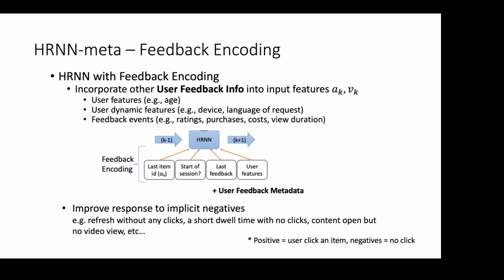The feedback encoding is simple. They use some extra info, basically contextual info, as metadata. They also concatenate this user feedback info into the input features. It includes user features such as age, dynamic features such as device, or feedback events such as purchase or cost of that item. They say it improves the model response to implicit negatives.